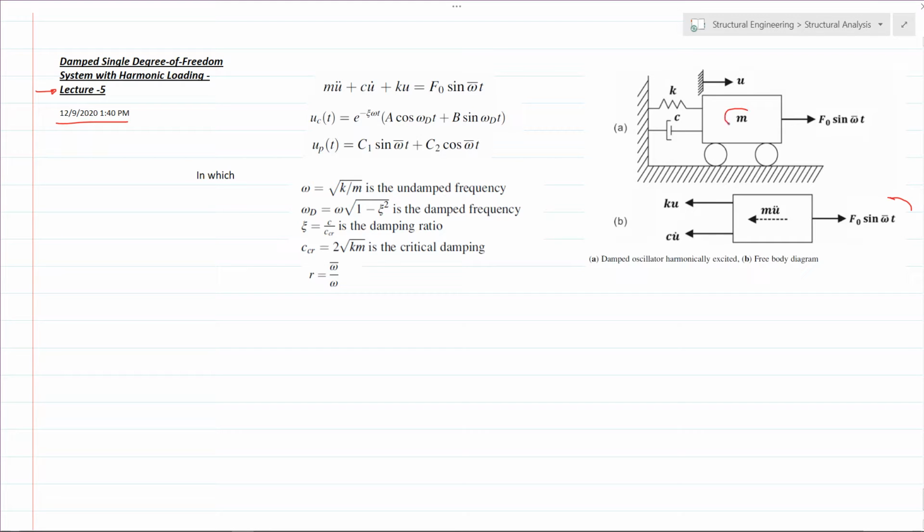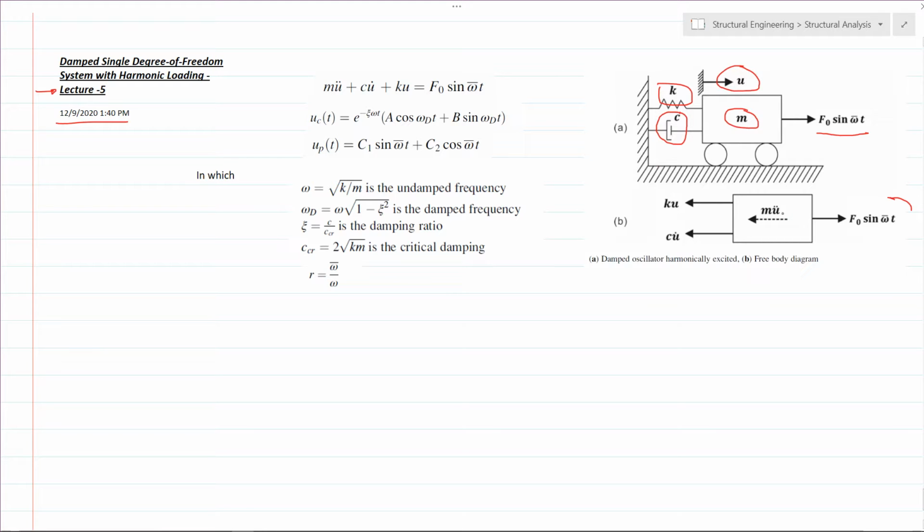there is a body of mass m which is resting on a frictionless table or frictionless surface, and a spring constant K is attached to this body, and a damper with damping coefficient C is attached to this body. There is a force F naught sine omega bar T which is acting on the right hand side, and because of that there is a displacement of U on right hand side.